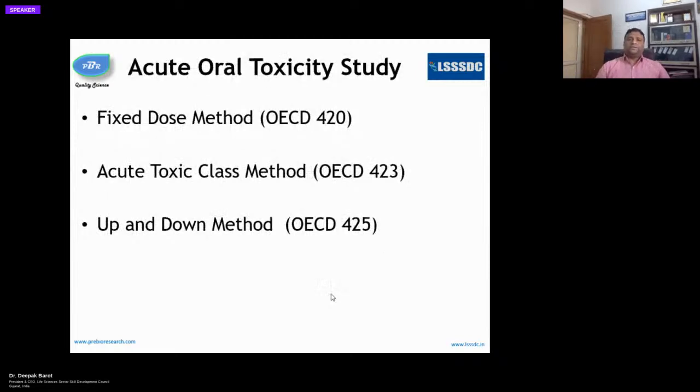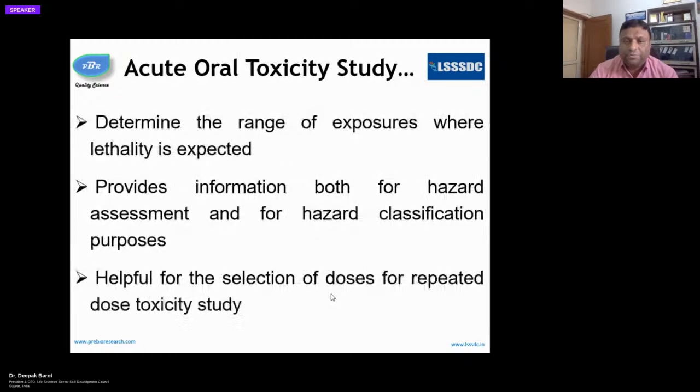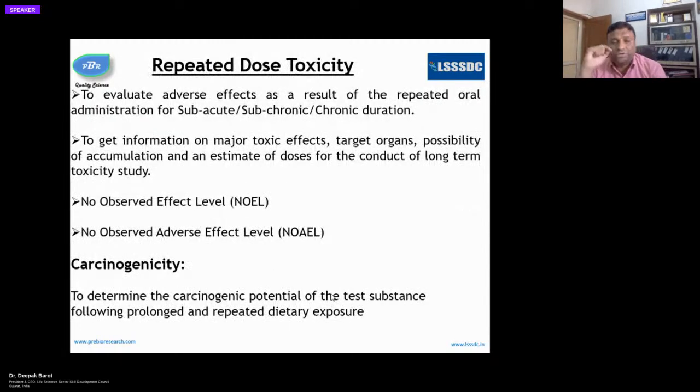For all the toxicity studies, there are OECD guidelines. This is just for acute. OECD 420, 423 and 425 can be followed. So the acute oral toxicity study is done to determine the range of exposure where lethality is expected. We're just trying to find out a dose where there will be mortality, where the animal starts dying. So you know what your maximum tolerable dose is, correct? For that reason, acute toxicity is generally done.